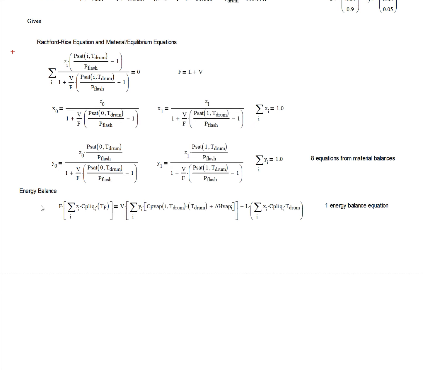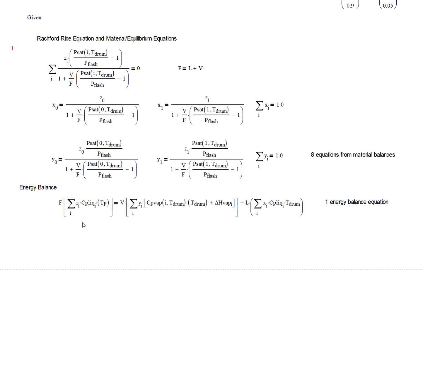Then we have our energy balance. All I did was take that initial energy balance that we looked at and substitute in for the enthalpies. Since we were using the same reference temperature for all of these, the reference temperature cancels out, and so we get these terms here. This is our inlet energy coming into the flash drum.